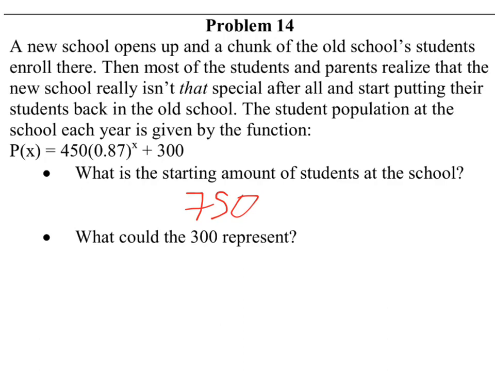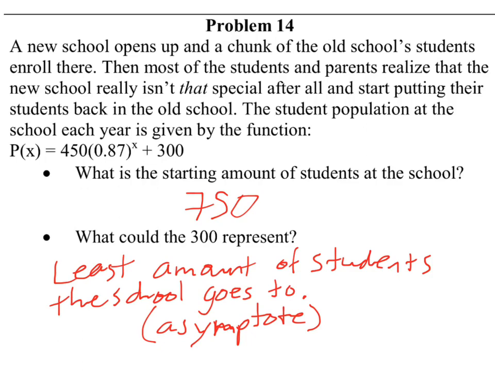What could the 300 possibly represent? I kind of threw this in just so people would think about why you would have some base amount there, and you can have that just be the least amount of students it goes down to. So that's the lowest amount of students, because when this gets really small and you times by 450, you're going to get pretty much 0 there. But the extra 300, there's still 300 students there, and that also plays a role as an asymptote, if you remember anything about asymptotes.